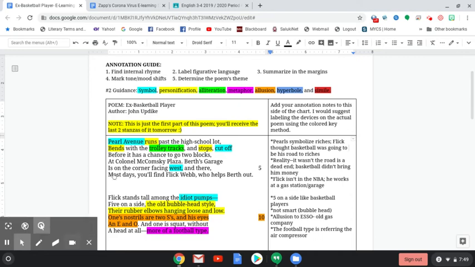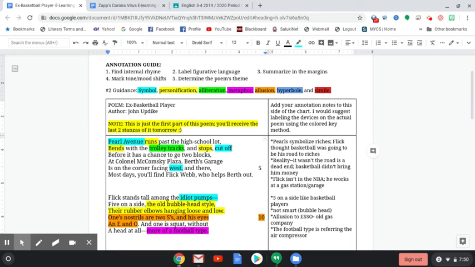Notice what else is symbolic about this Pearl Avenue, okay? It's cut off after 2 blocks, so it's like a dead end. Very similar to Flick Webb's basketball career, right? It did not go as long as he had wanted it to or expected it to. I see some alliteration here, trolley tracks. Burr's Garage is on a corner facing west, right? Think of the sun rises in the east, sets in the west. This was the end of his dream, okay? He probably thought that he was going to make it in the NBA, right? In high school, he had these dreams. It did not happen, right?